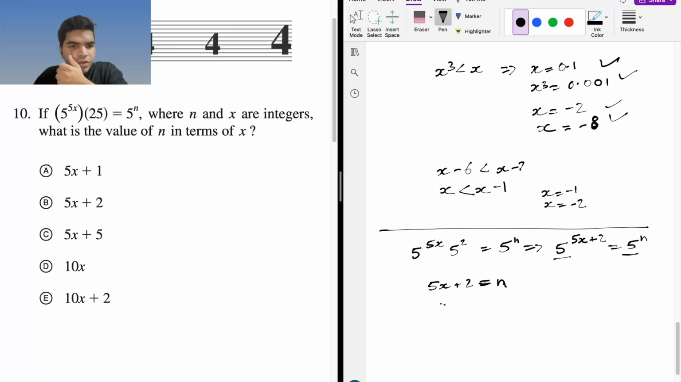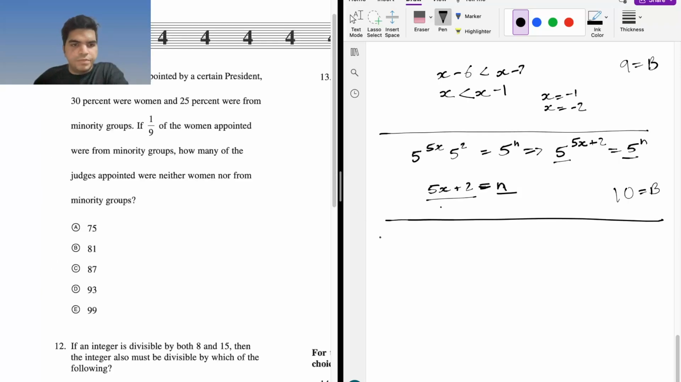So now you have to find the value of n in terms of x. So yes, n is equal to 5x plus 2. Option B is the correct answer. So option B for 9, and even for 10 we have B. Got it? 11th question.